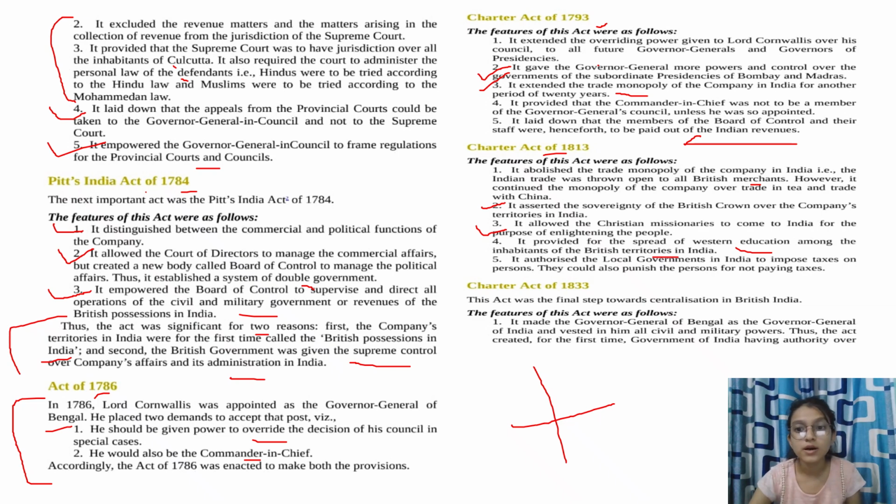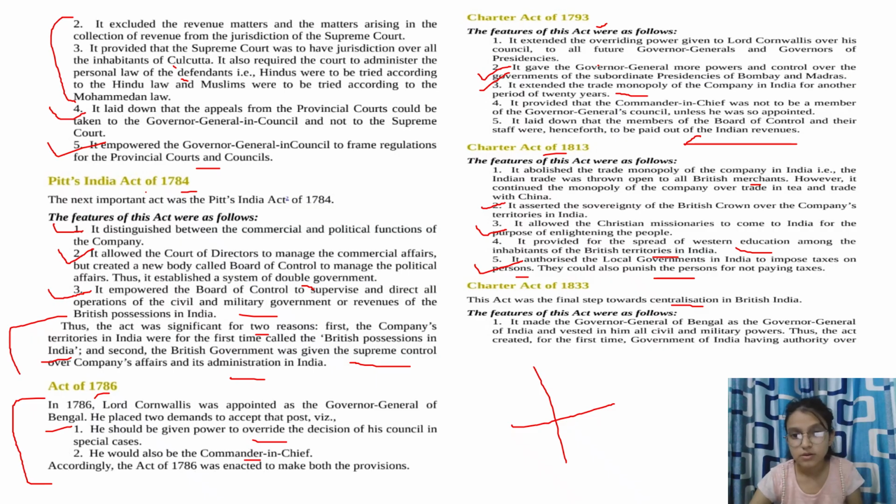It authorized the local governments in India to impose taxes on persons. They could also punish a person for not paying taxes. So these are the kind of rules that were binding over Indian people. Then we have the Charter Act of 1833. The act was the final step towards centralization in British India. So this is the last act in this chronological order.